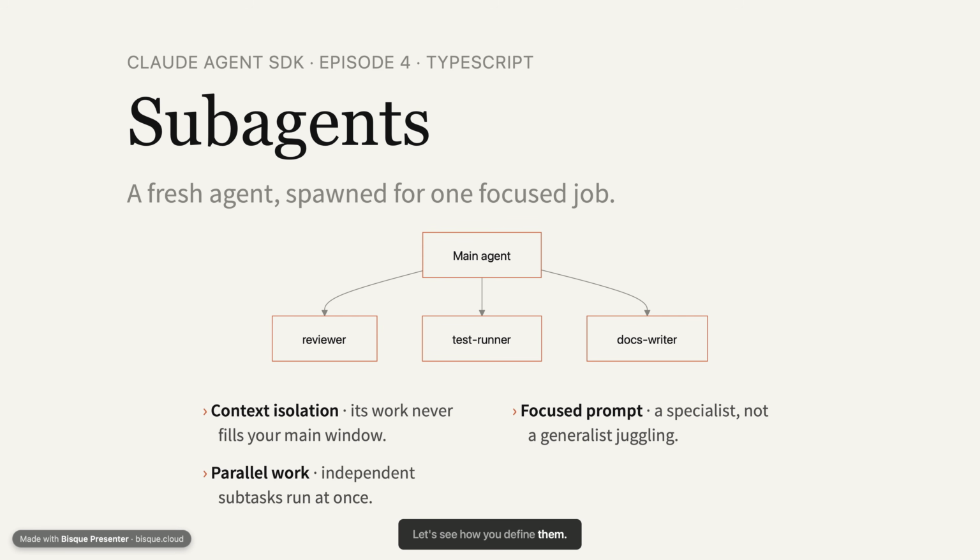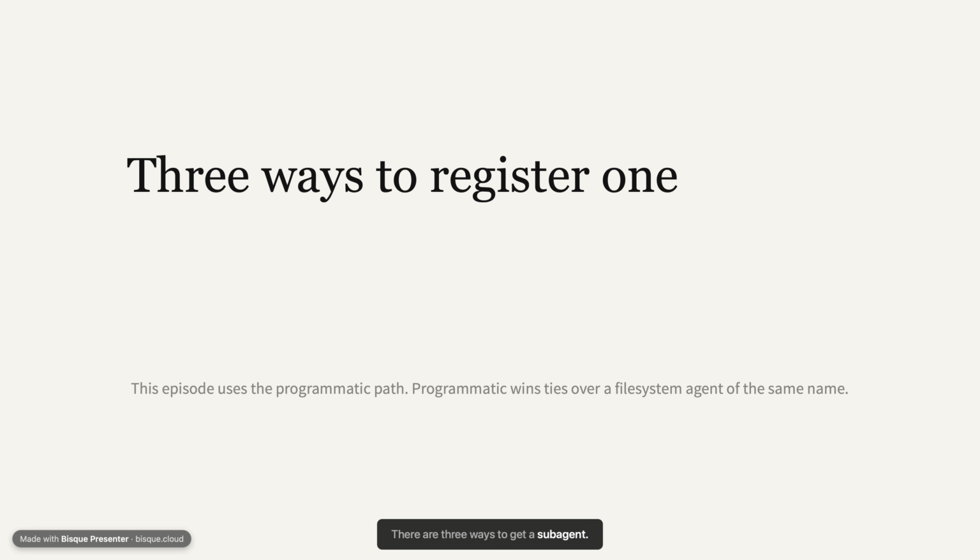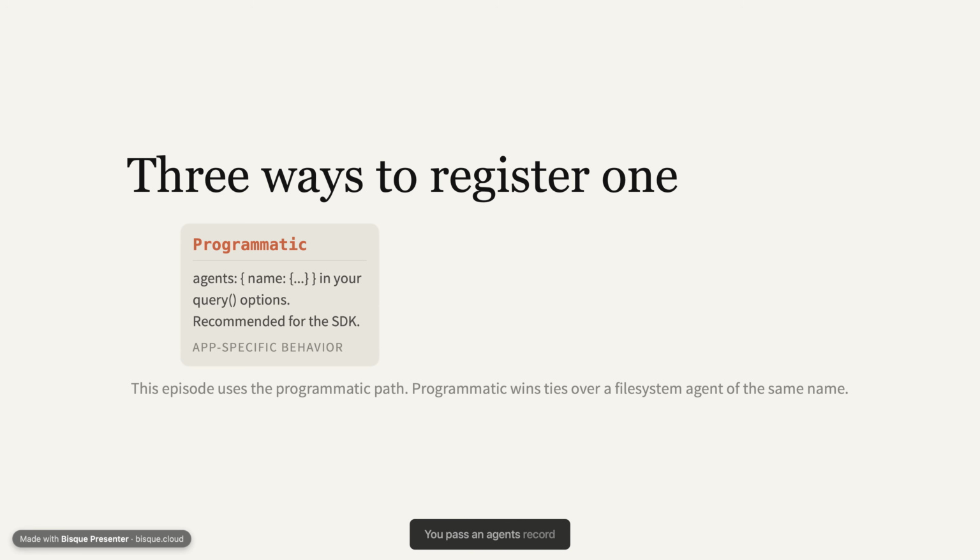Let's see how you define them. There are 3 ways to get a subagent. 1. Programmatic. You pass an agents record in your query options. This is the recommended path for SDK apps, and it is what we will use today.